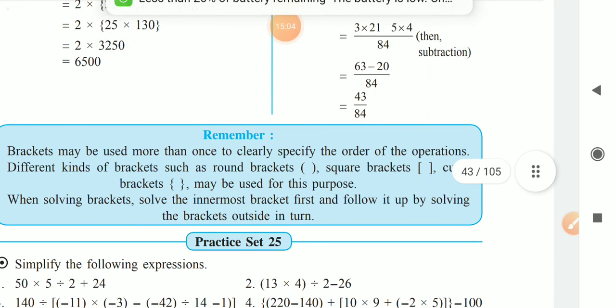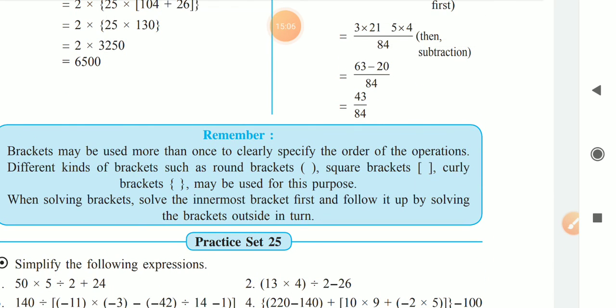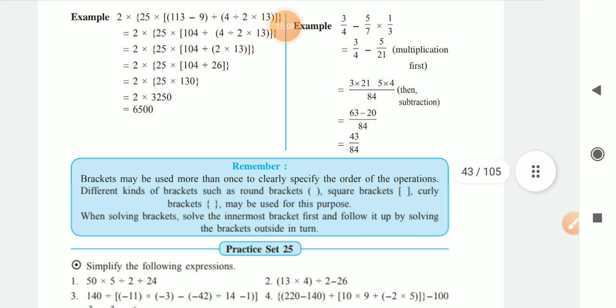Today's homework is that you also have to solve practice set number 25, and the solved examples also you have to solve. So today we will stop here only.